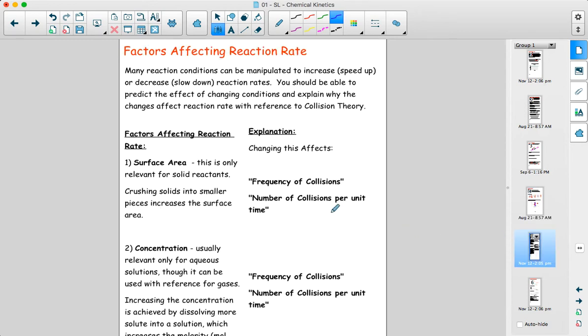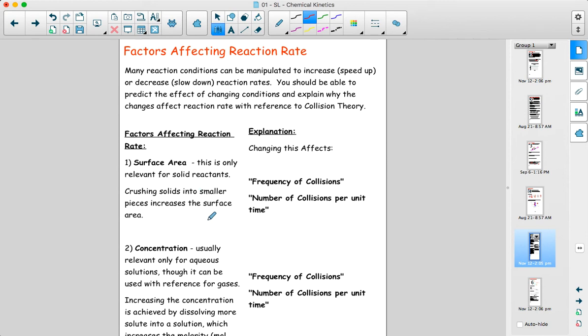So there are a bunch of factors that we can influence when we're carrying out a chemical reaction. And based on what we do to those factors, we can increase or decrease reaction rates. And we should be able to explain why we would expect them to increase or decrease the reaction rate. So surface area is one of those factors. Surface area only affects solid reactants.